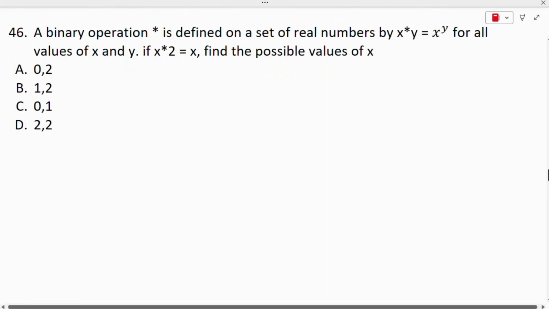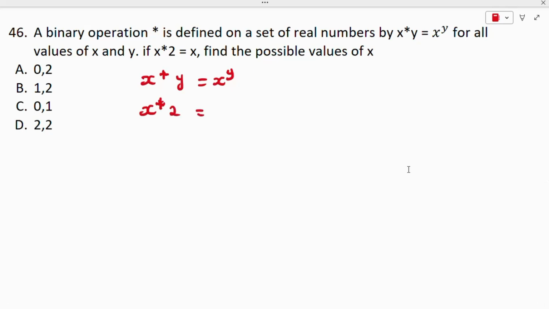Question number 46 says a binary operation is defined on a set of real numbers by x operation y is equal to x raised to the power of y for all values of x and y. Now if x operation 2 is equal to x, find the possible values of x. So x operation 2 is x raised to the power of 2, which is equal to x. Rearrange and set to 0, we have x squared minus x equals 0.